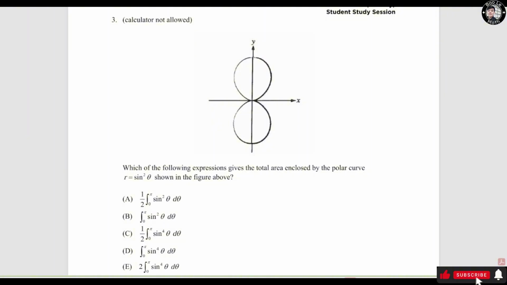Now let's move on to question 3. Calculator is not allowed for this question. This question comes from AP Calculus BC question 26 in 2008. Which of the following expressions gives the total area enclosed by the polar curve r equals sine squared theta shown in the figure above? Alright, so it's going to be this region.